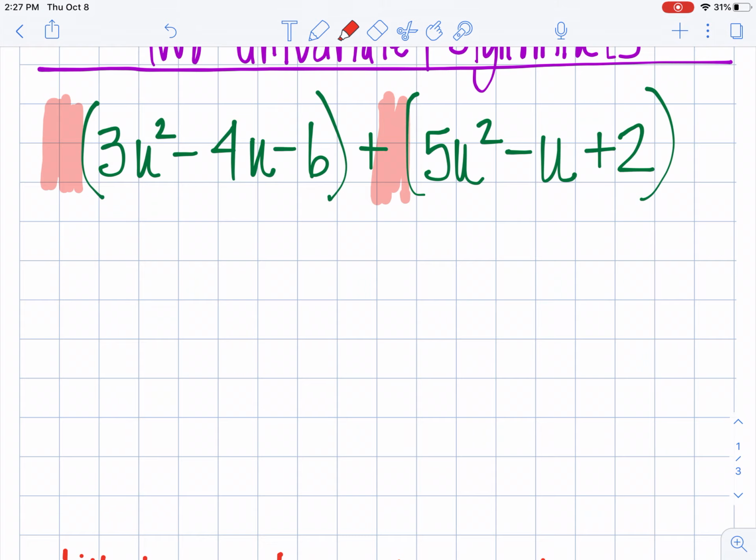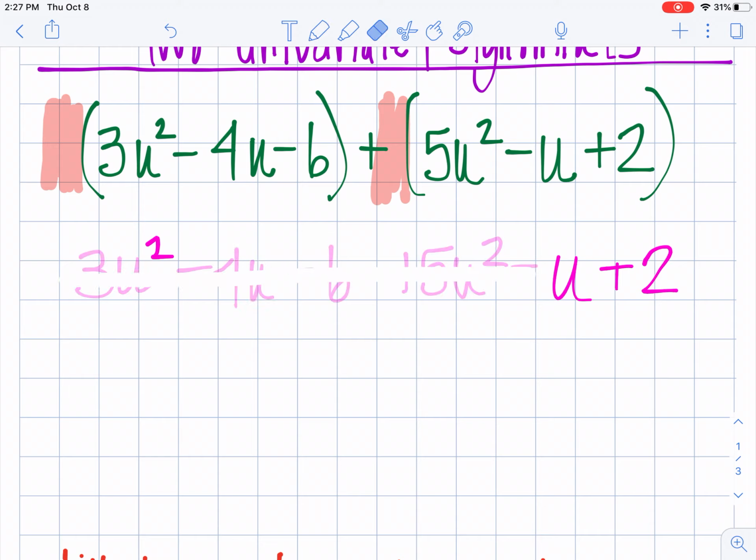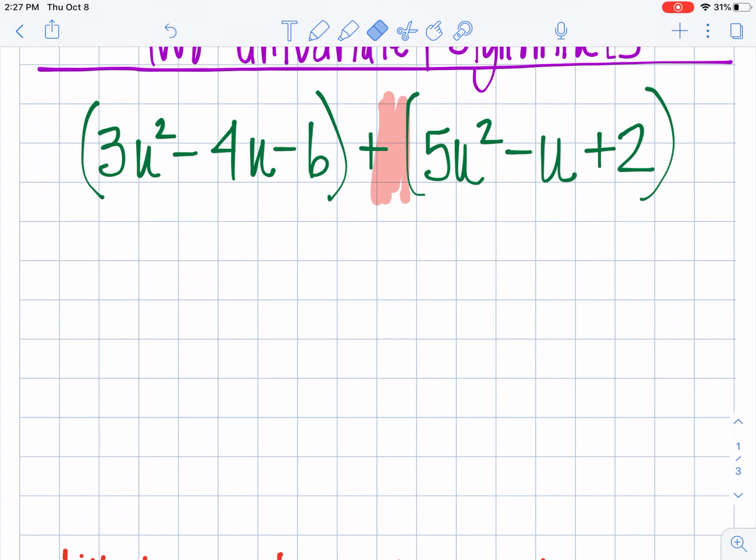So if it helps you, you can rewrite it like this. So we have 3u squared minus 4u minus 6 minus u plus 2. You don't have to do this, but you can. It's okay if you do this, or you can leave it the way that it is. I like to just leave it the way it is because it's extra steps if I have to write stuff down.